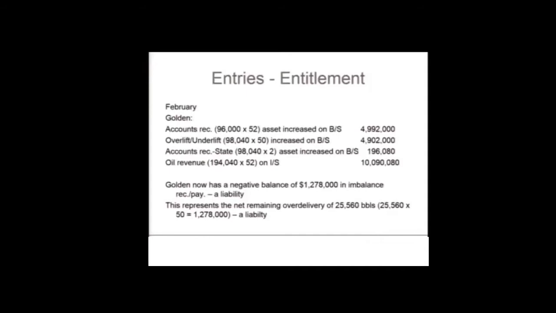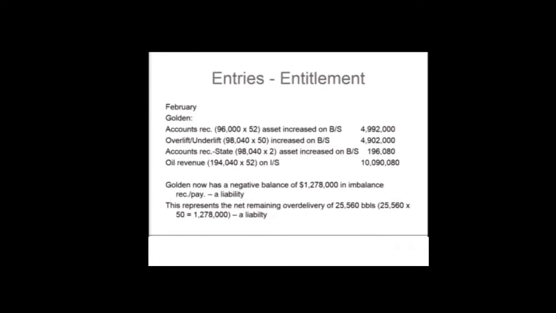Now, let's skip down to the last line first. Their revenue is based on what they were entitled to take this month, which per our balance report was 194,040 barrels at $52. So that's going to be their revenue on their income statement, which is $10,090,080. So if I go back to their over-under account, for this month alone, they took 96,000 barrels. They were entitled to 194,040 barrels. So for this month alone, they underlifted by 98,040 barrels.